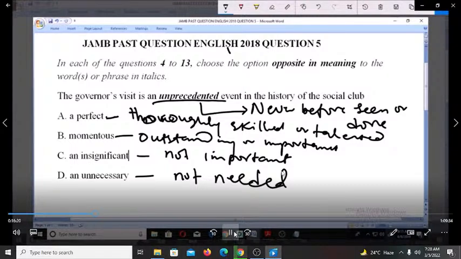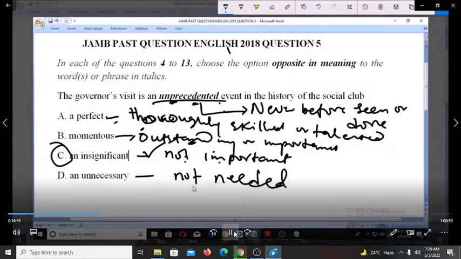So you can now see the one opposite in meaning to this. Unprecedented is something that is so important, so big, something that has not been seen before. So it can be likened to something that is outstanding. So two of them have the same meaning. It can also be likened to something that is momentous, or something that is so perfect. But the direct opposite to something that is so important that it has not been seen before is something that is not important. So you can see that option C is the right answer.